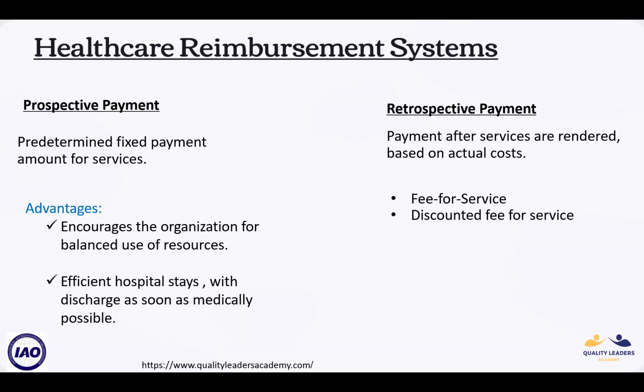For example, in an inpatient or hospital setting, a diagnosis related group might be used to determine a fixed payment amount. Let's say for pneumonia there is some amount, X amount, that is given for a pneumonia patient in a hospital. This fixed amount is paid to the hospital at the time of admission, no matter how long the patient stays or whatever specific treatments they require. The aim of this type of payment is to encourage the efficient use of resources. It's one of the major advantages: it forces the organization to make balanced use of resources.